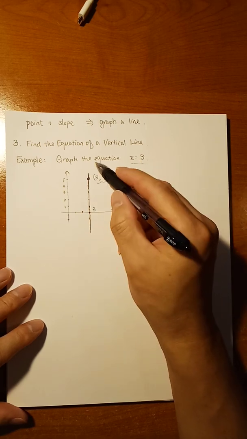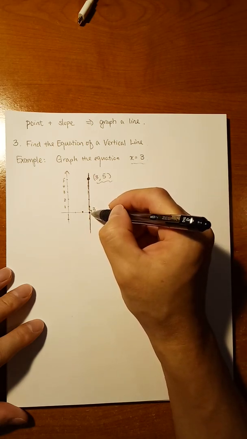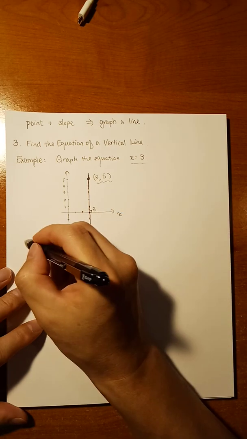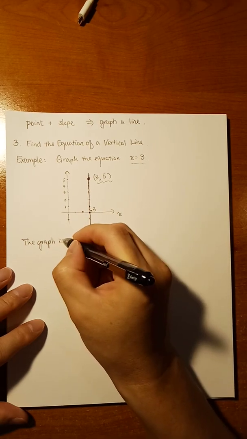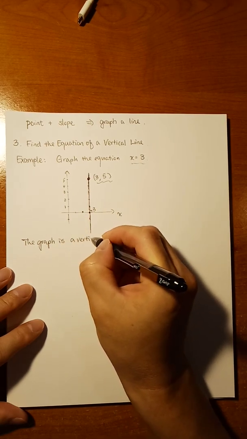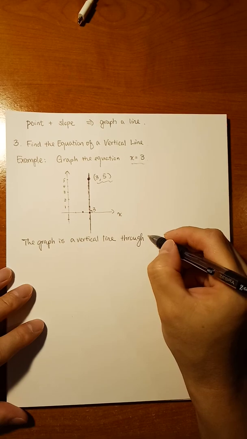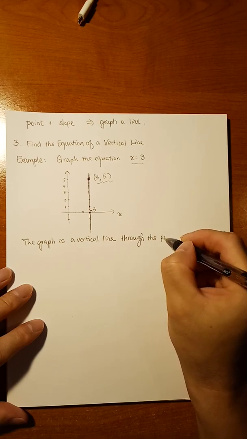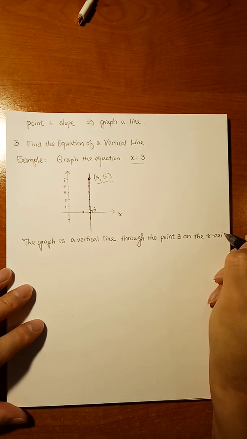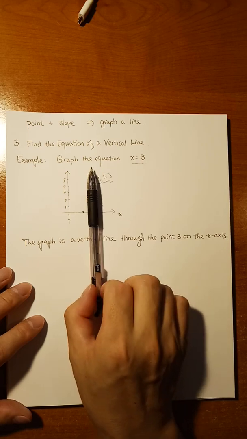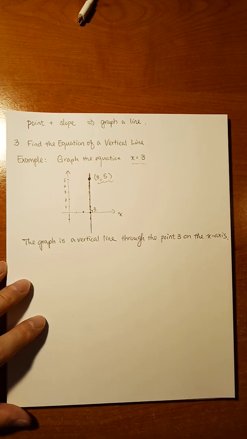So this is the graph of the equation, and we know it is a projection. This is a right angle. It's a vertical line. So the graph is a vertical line through the point 3 on the x-axis. So you have a vertical line through the point x equal to 3 on the x-axis. So it's uniquely determined, right?